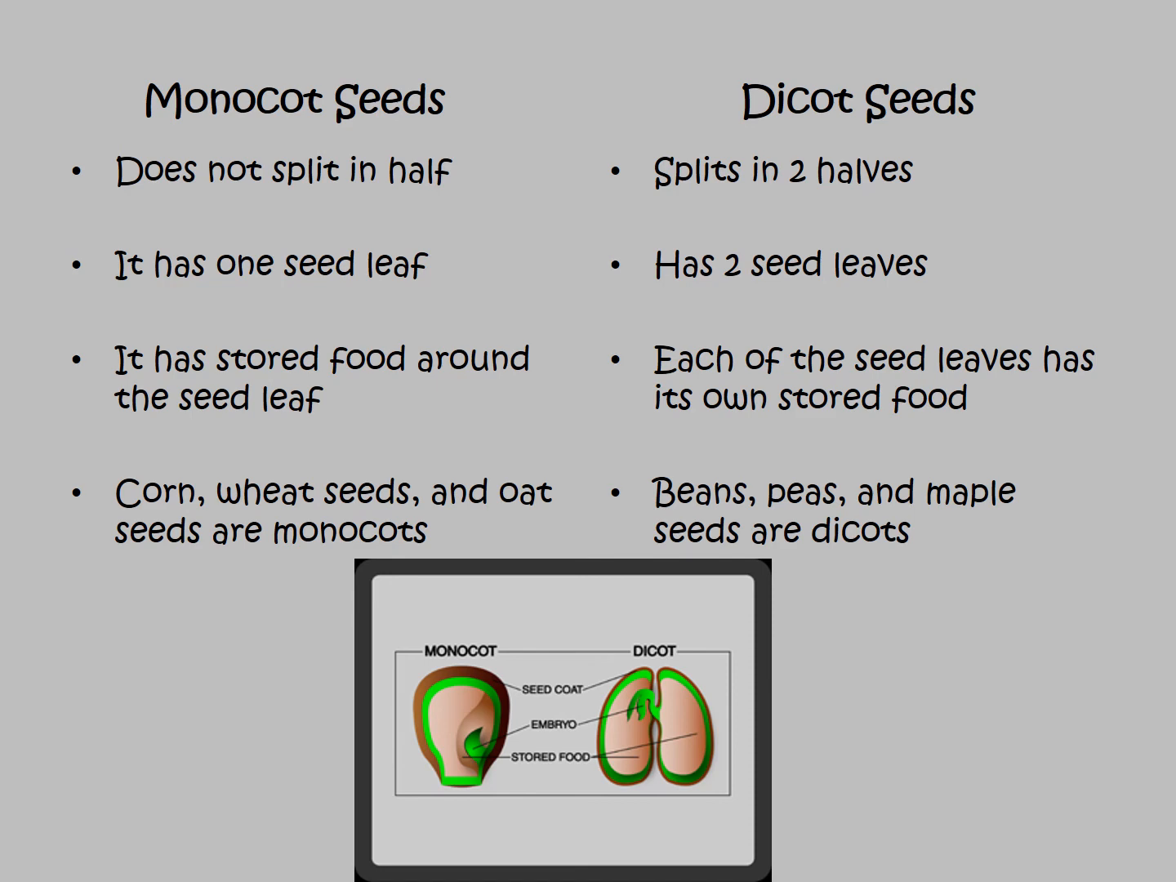The other main type of seed is a dicot seed. Di usually means two. So a dicot seed has two halves and has two seed leaves. Each of the seed leaves has its own stored food. Some examples of dicots are beans, peas, and maple seeds. So pause the video here and make sure to fill all this information into the table in your notes.